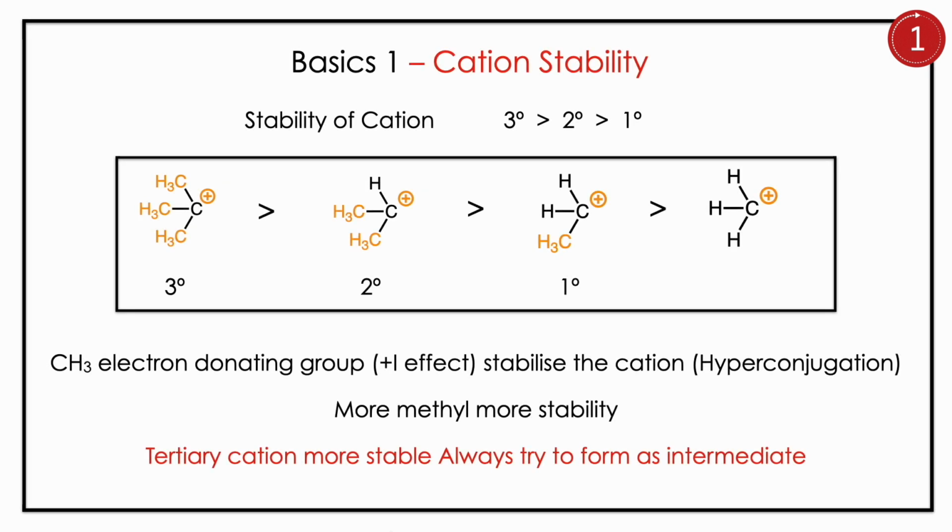Then the basics: cation stability. Basically, tertiary is more stable than secondary, then primary. The reason is hyperconjugation, because CH3 is electron donating due to hyperconjugation. So the more methyl groups, the more the stability. Tertiary has 3 methyl groups, so it is stable. You should memorize this order, and then only you can master the Wagner-Meerwein rearrangement.